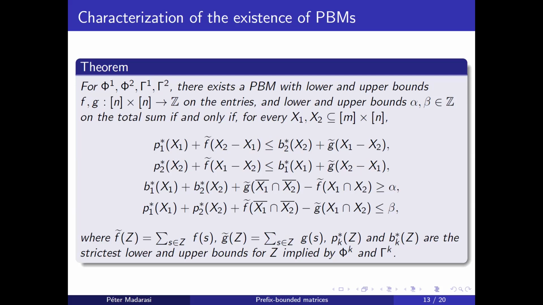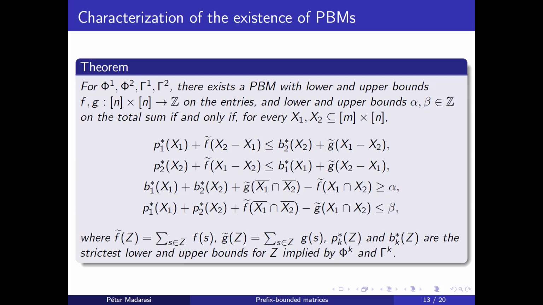The sum of the f values on its complement, x2 minus x1, is again a lower bound on the sum of the entries within that set. So these together give a lower bound. Similarly, you can argue that the right-hand side is an upper bound on the same quantity. So if this inequality is violated, then what we have is a lower bound that's larger than an upper bound. This clearly is a contradiction and certifies that there is no PBM.